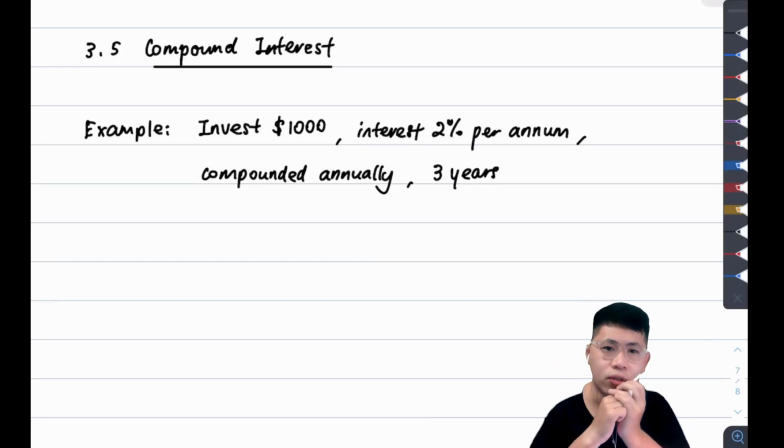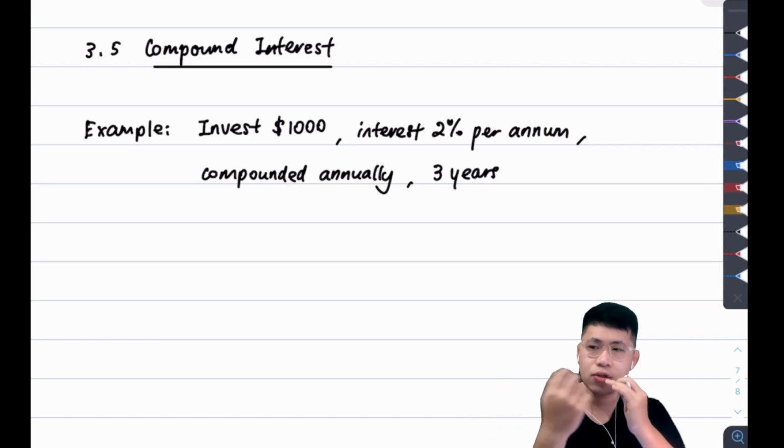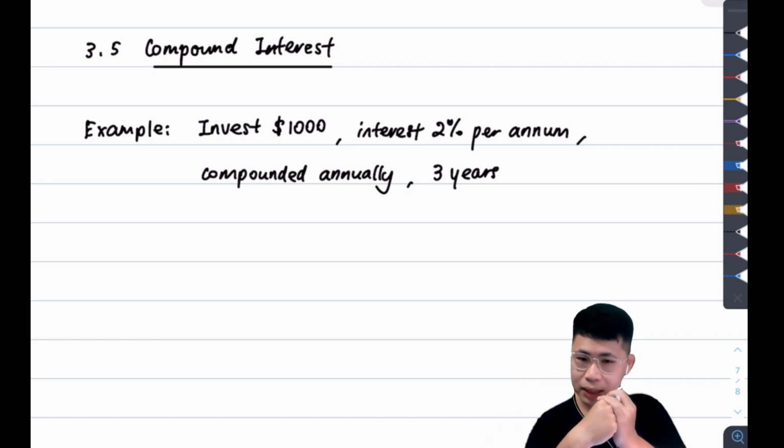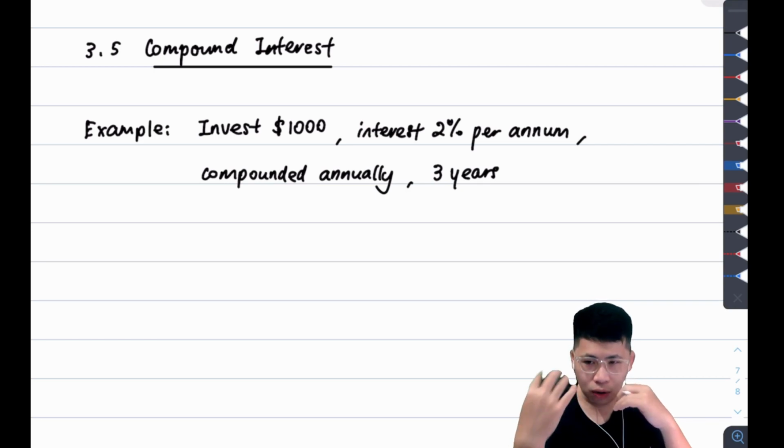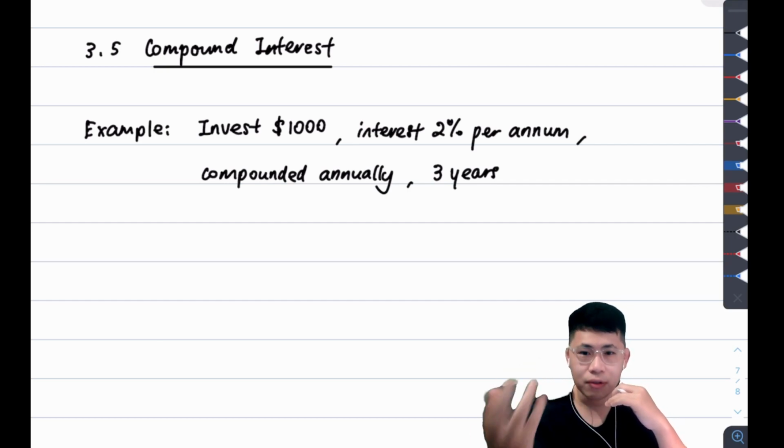Today we are going to proceed on to 3.5 compound interest. And compound interest is actually a way in which we save money and in which we calculate how much we have by the end of a year or a period of time.